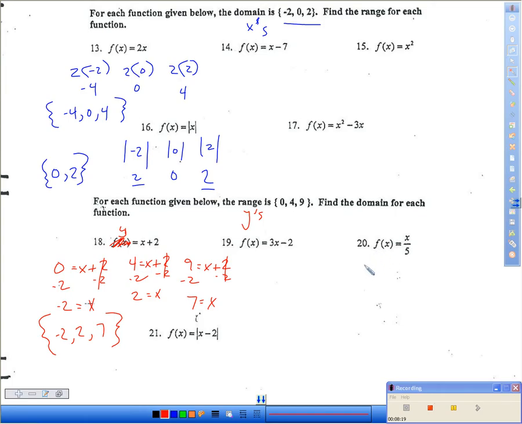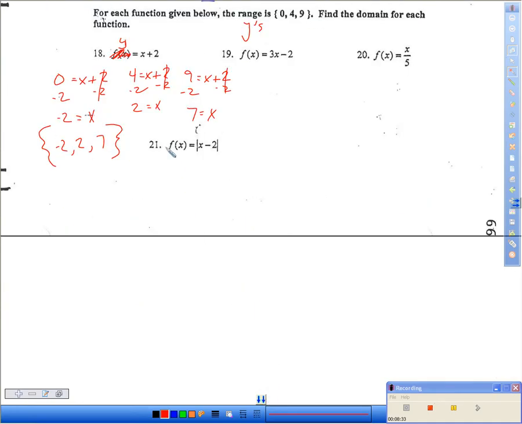Let's look at number 21. Well, on 21, we're going to do the same thing. We're going to take each of the members of the range and substitute it in for y. We can think of f of x as y. So we're going to take out y and put in 0. So 0 equals the absolute value of x minus 2. And then we're going to take out y and put in 4. So 4 equals absolute value of x minus 2. Then we're going to put in 9. 9 equals the absolute value of x minus 2.